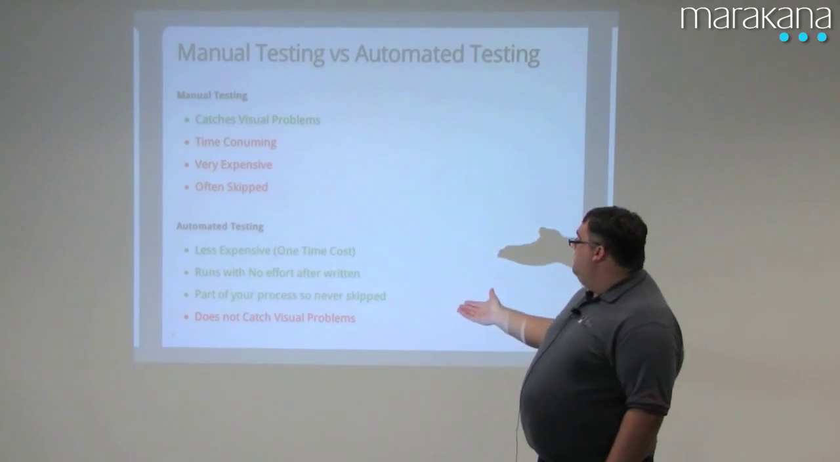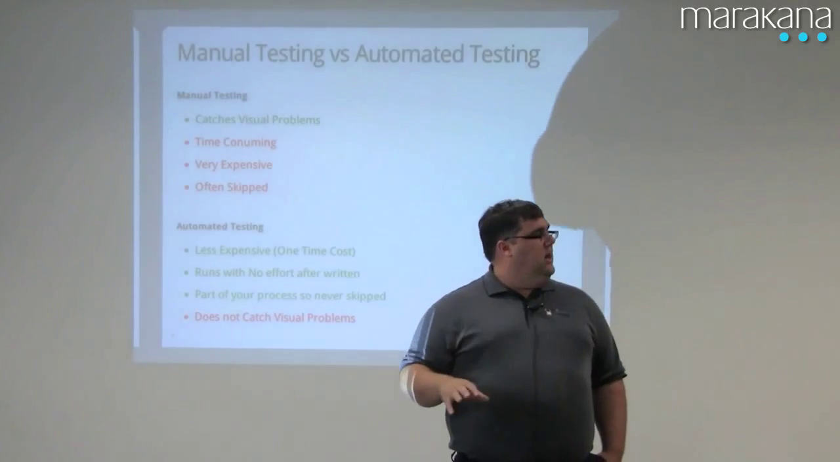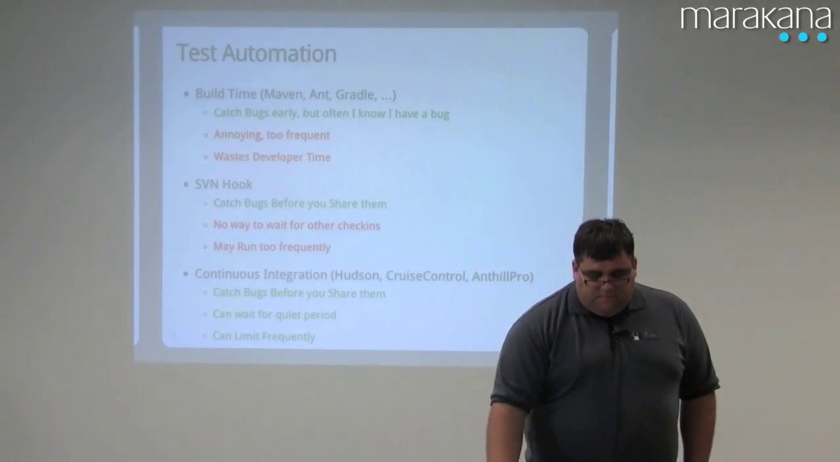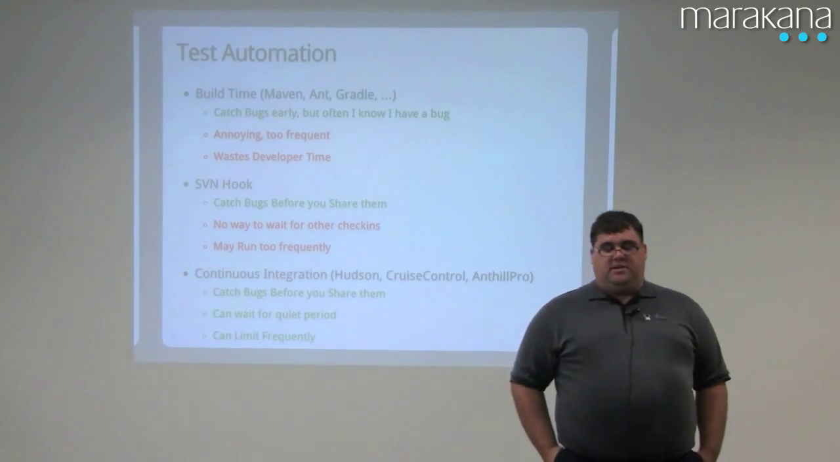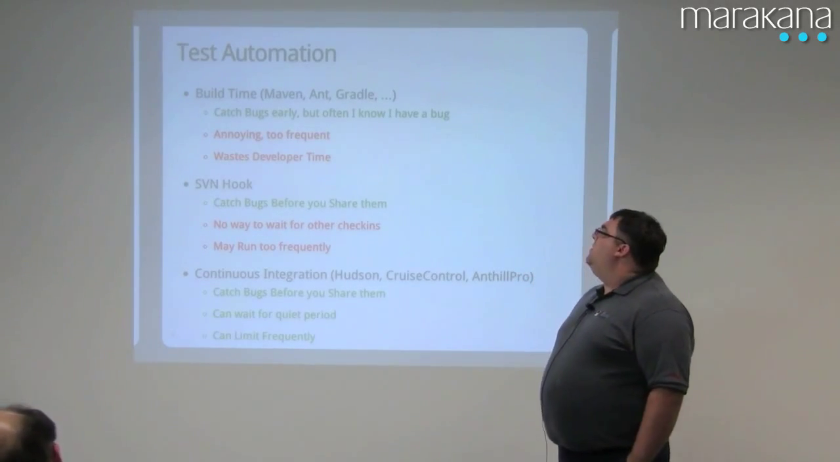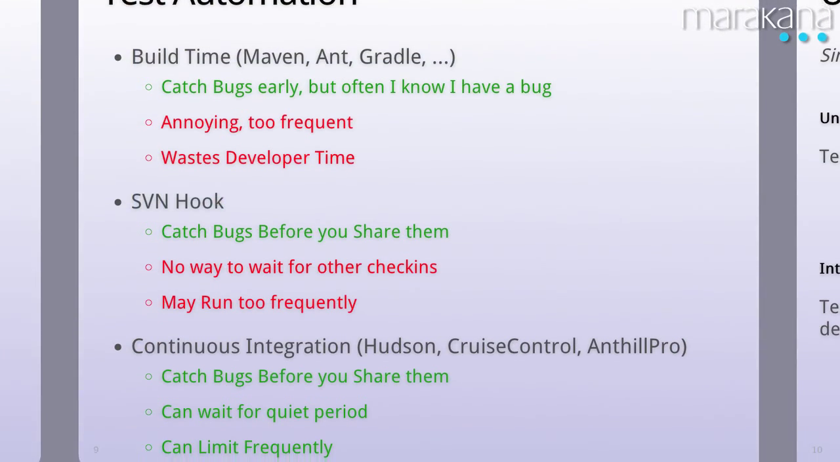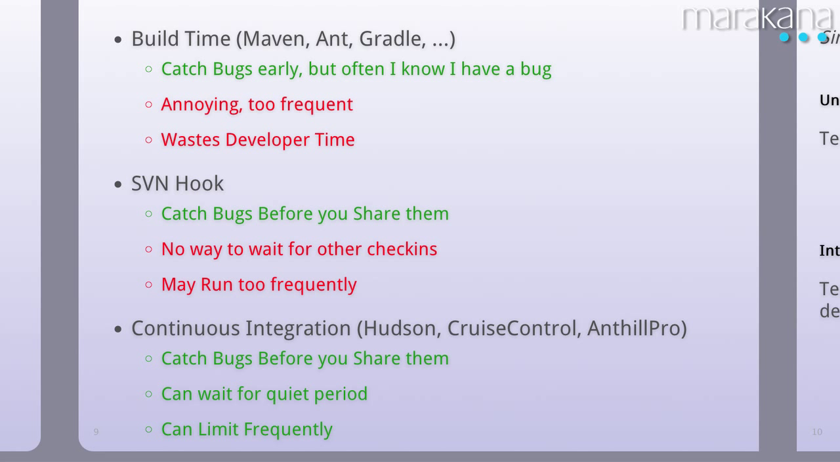But the downside, it doesn't catch visual problems. So it's not a kind of catch-all solution. So test automation, right? There are different ways of doing that. You can do automation at build time: Maven, Ant, Gradle, if you're in a Java world like me, have your build tool do it.